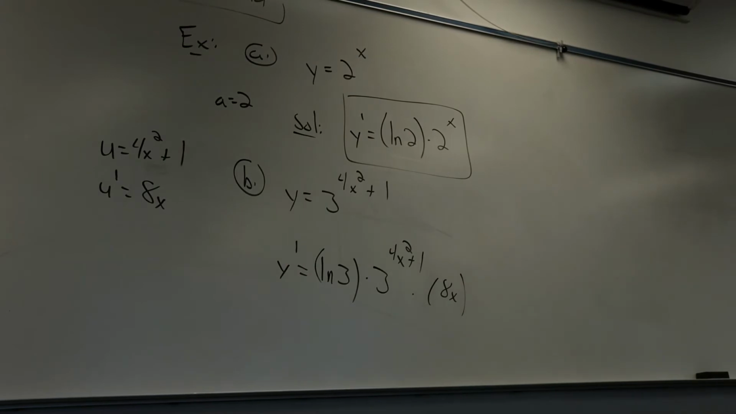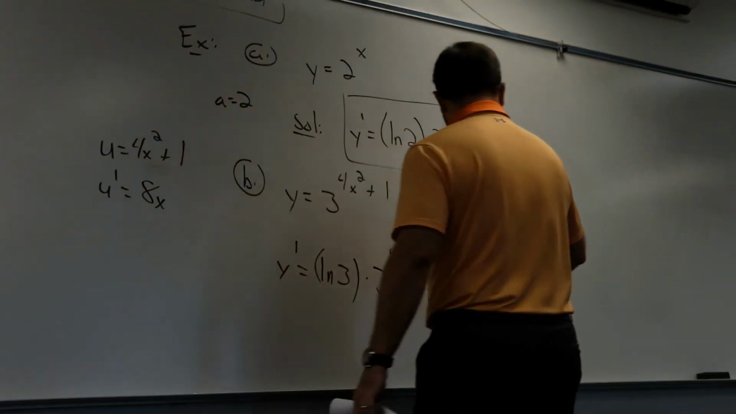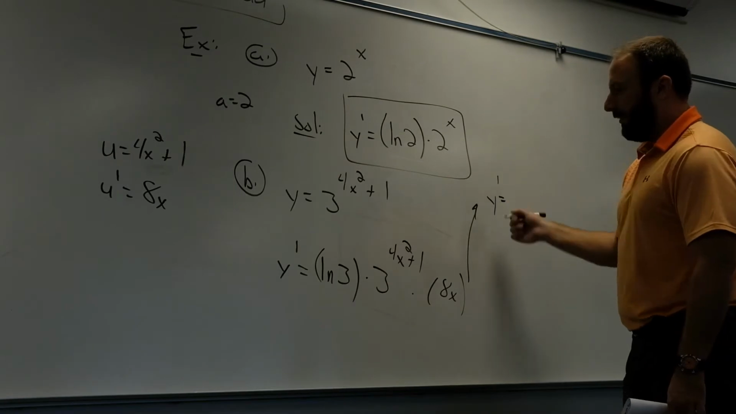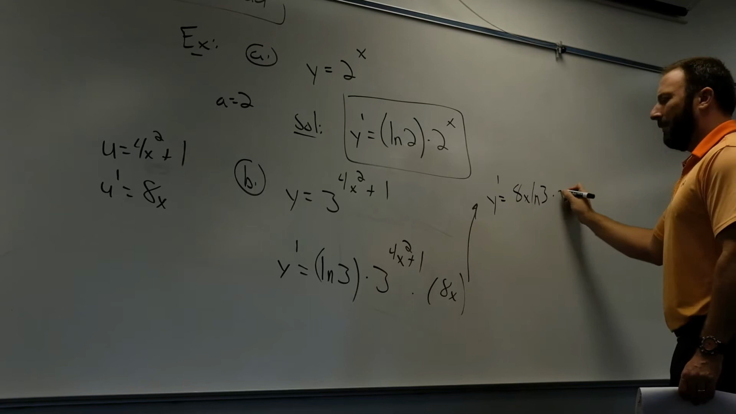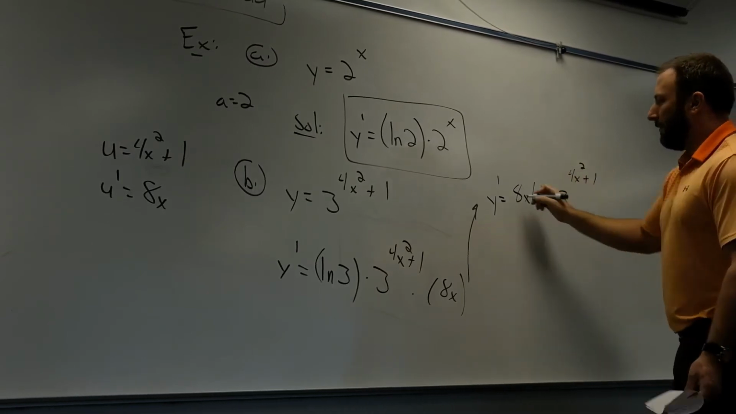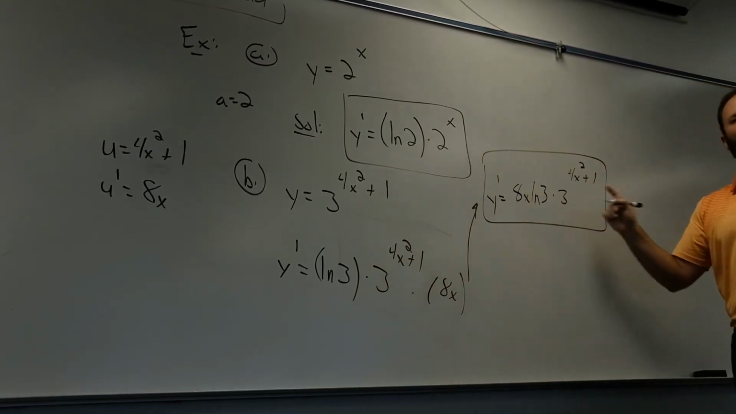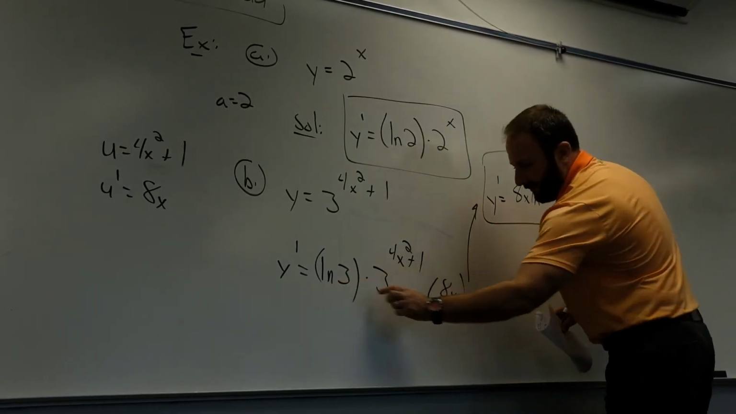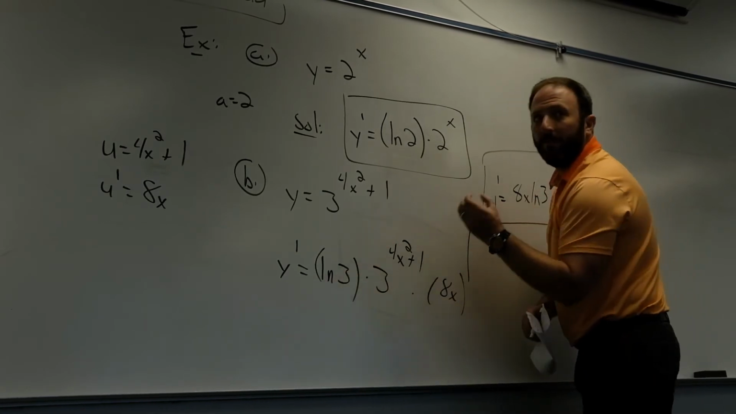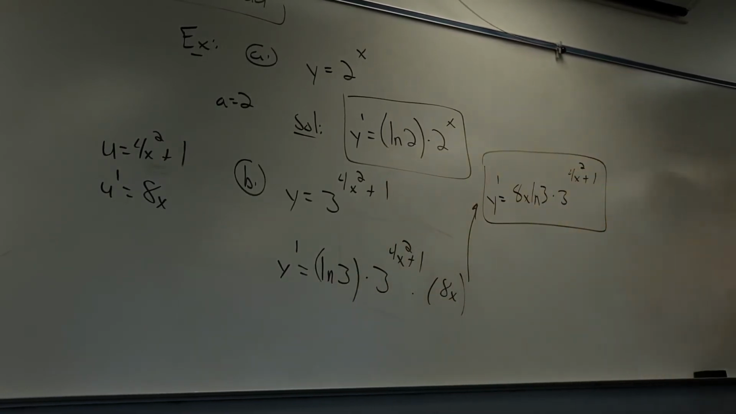I mean, we could leave it like that. I'm a little bit particular. If it were me, I would write it as 8x ln 3 times 3 to that power. But again, if we want to leave it the other way, that's fine too. Just be careful. This isn't ln of 24x or anything. Ln of 3 is its own term. It needs to stay by itself. Cool. Does letter B make sense, guys?